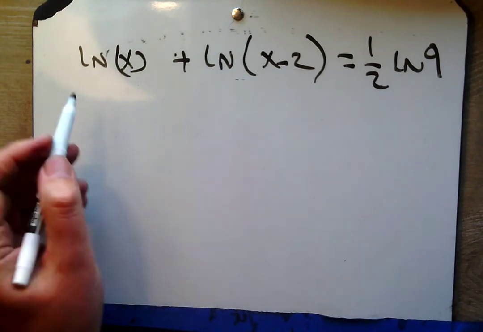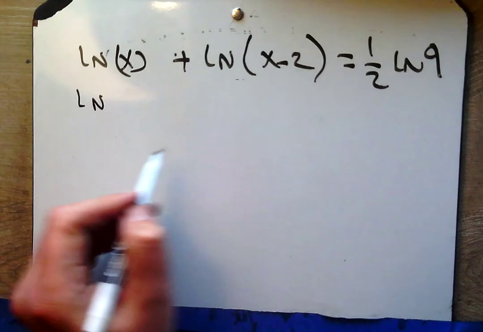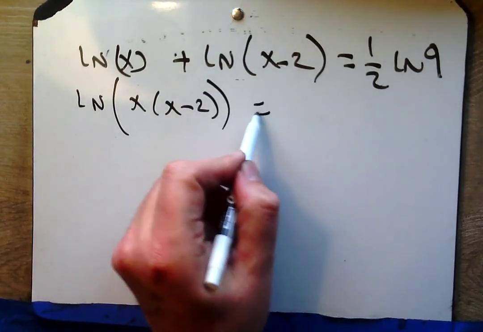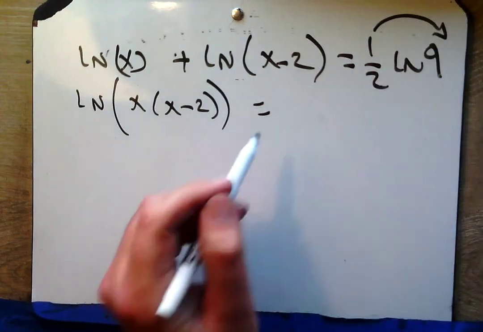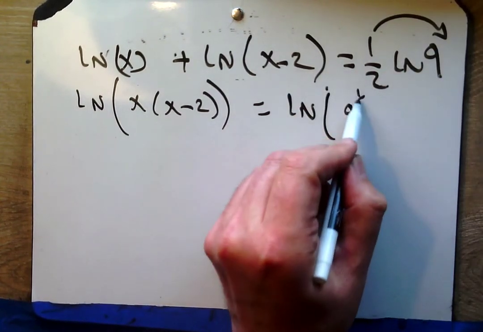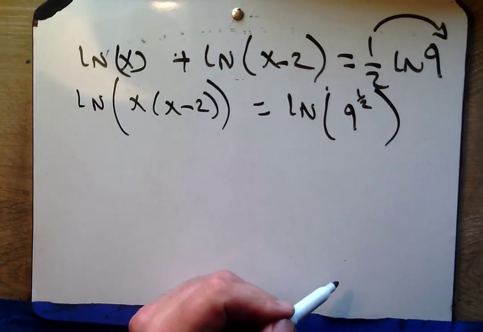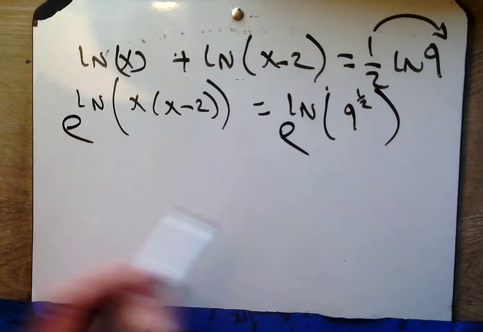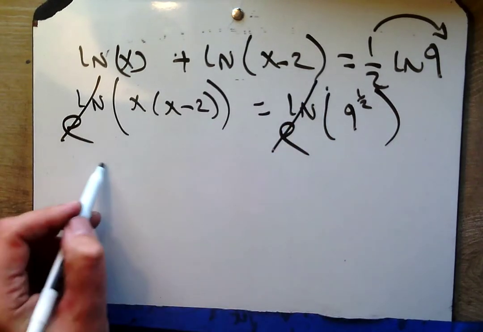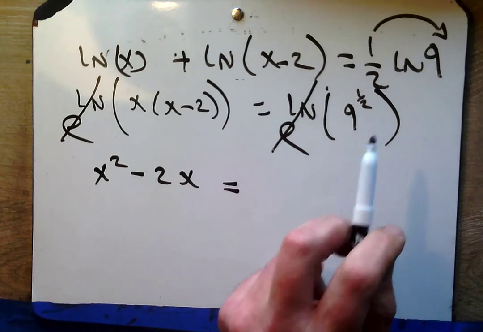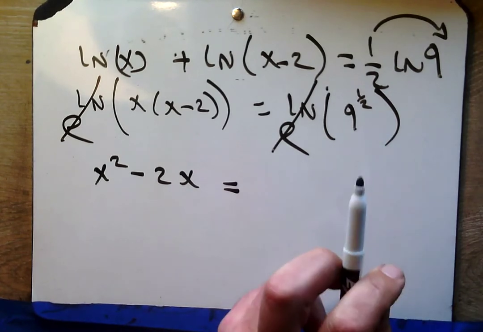Oh, you're back already? 2 logs joined with addition means I can write this as 1 log. A power. Let's kick it up. ln of 9 to the 1/2. Okay, so we exponentiate with e. Tink, tink. I get x squared minus 2x equals, yeah.